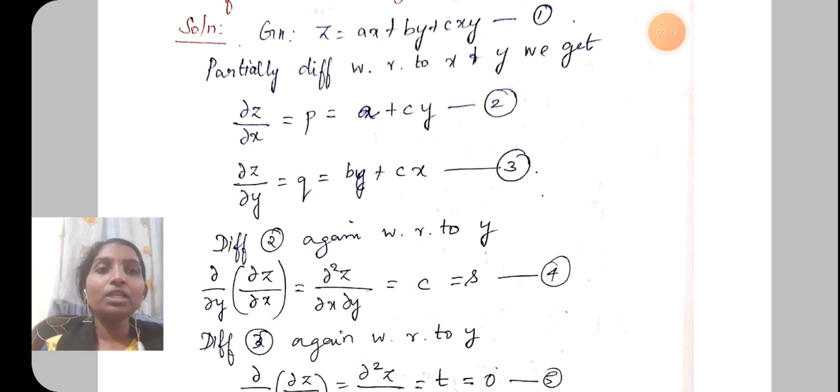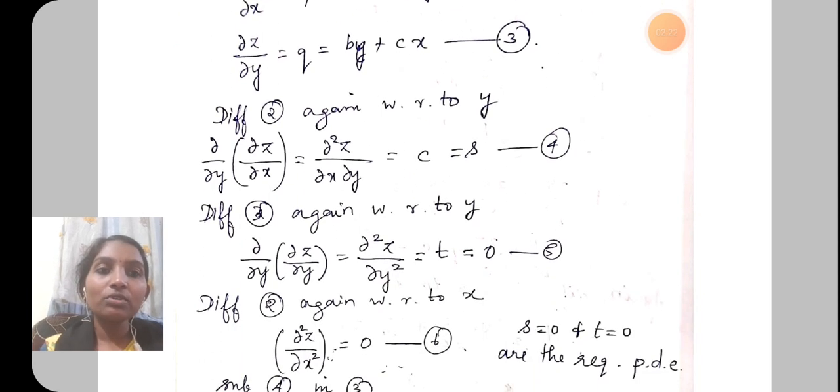Again, we are going to differentiate the equation 3 with respect to the variable y here, and therefore we will get dou square z by dou y square, which is equal to t, which is equal to 0. And also we are going to differentiate the equation 2 with respect to the variable x again, therefore we will get dou square z by dou x square, which is also equal to 0. We are marking this particular equation as the sixth equation. So as we can see here, s is also equal to 0 and t is also equal to 0. Those particular equations can also be said to be the partial differential equations for the given format.